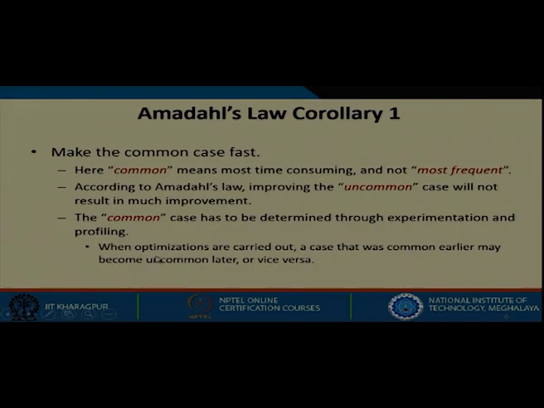So, when we say common part, we mean the most time consuming part. You have made some improvement and reduced that time, and then next time when you do that, it might change. So, this phenomenon says that when optimizations are carried out, a case that was common earlier may become uncommon later, because you have already taken care of that particular case.